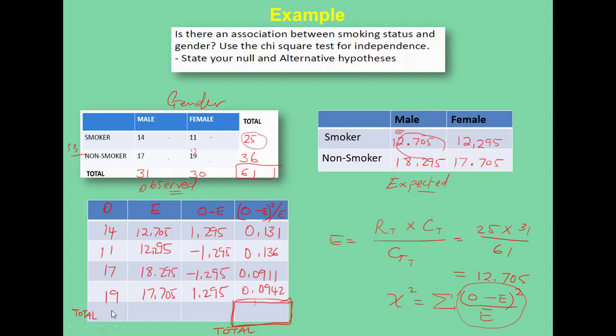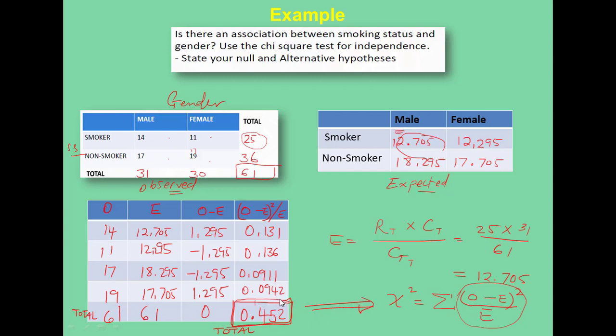So the totals here, we have 61. Here we have 61 as well. Here we have 0, right? And the total for this column gives us our chi-square, and it's 0.452. So that's our chi-square. This is our chi-square, this number there.